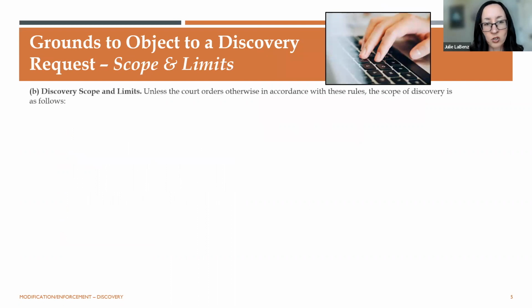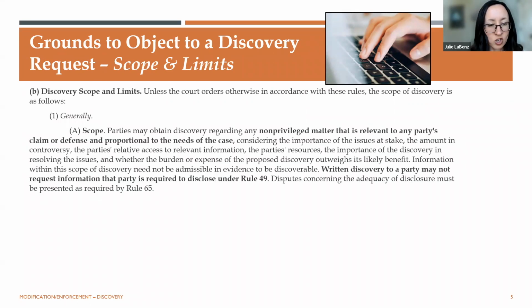What are the grounds to object to a discovery request? Well, some grounds relate to the scope of the request, and there's limits to the scope. So in general, parties may obtain discovery regarding any non-privileged matter that is relevant to any party's claim or defense and proportional to the needs of the case. Written discovery to a party may not request information that party is required to disclose under Rule 49.